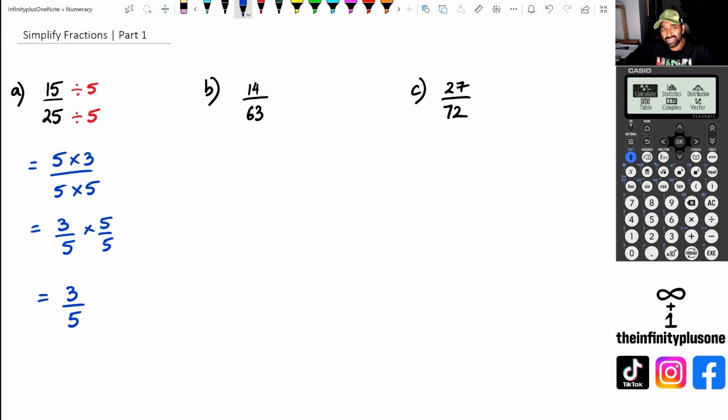Sometimes some people look at the times tables and go, oh, 15 and 25 come in the 5 times table. 15 is 3 times 5, 25 is 5 times 5. So that's how they can go straight away to 3 over 5.